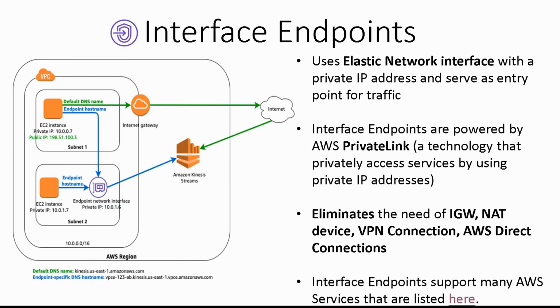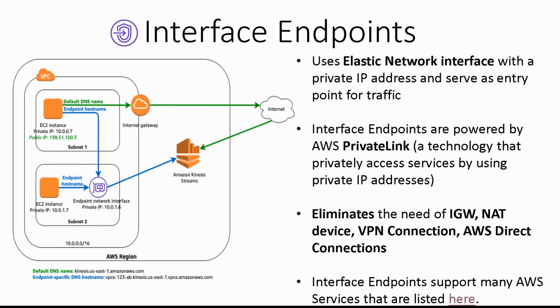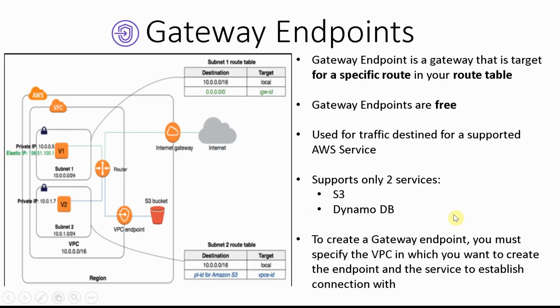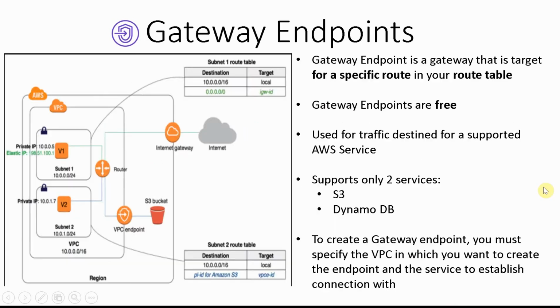From an exam point of view, the question could be something like: you want to talk to S3 and cost is a very important factor. So then obviously gateway endpoint, because it is free. But if you're talking about talking to Kinesis, for example, then it is not coming under the gateway category. So it's not supported. So the obvious solution is interface endpoint.